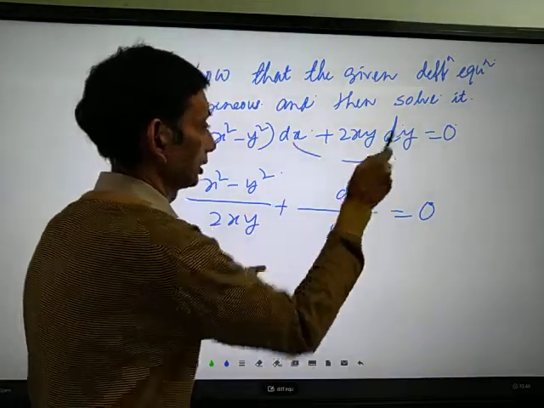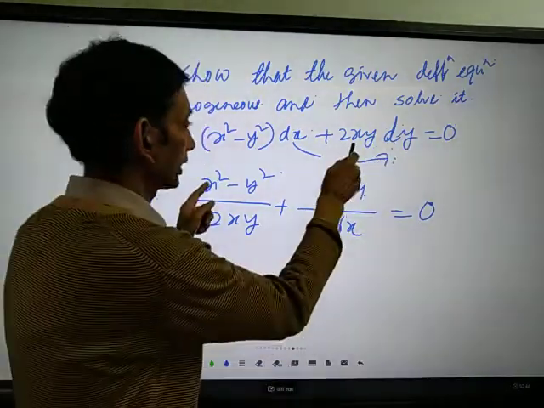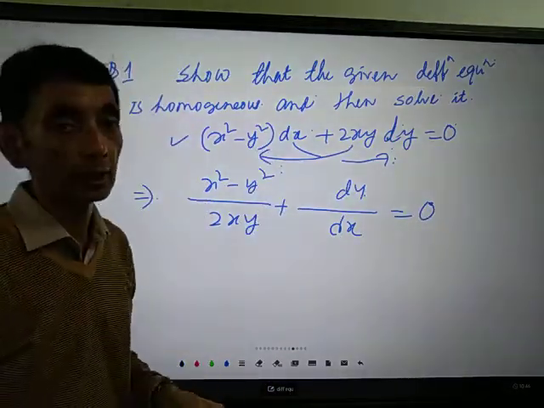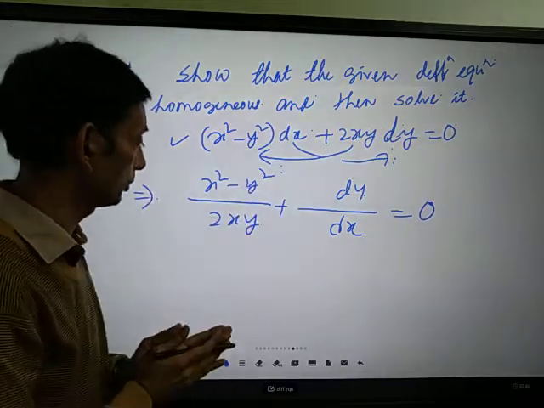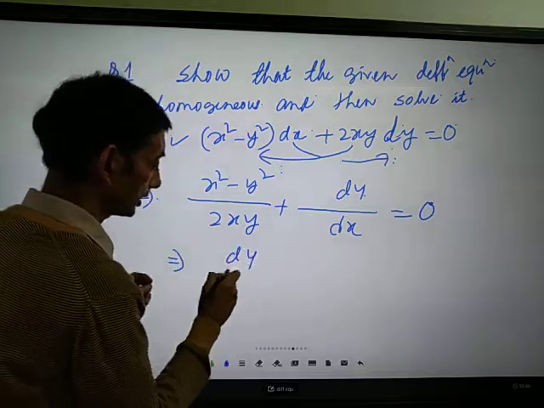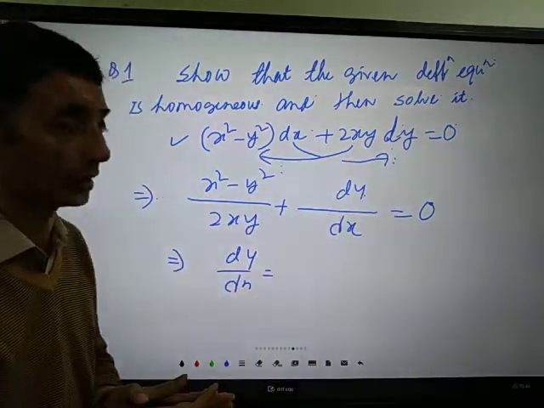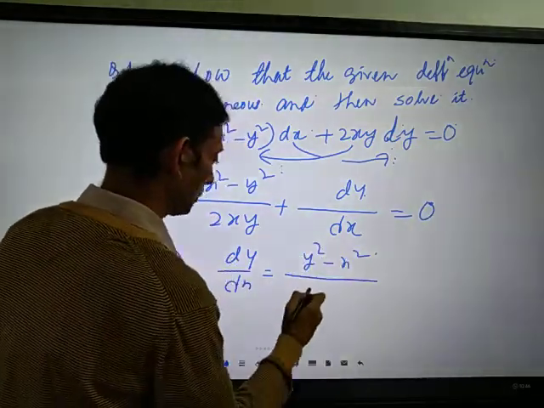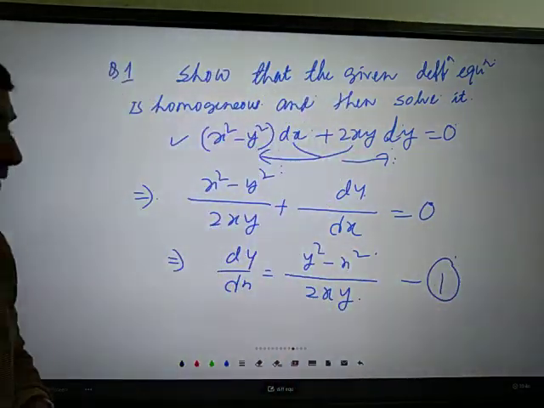So you can bring this to the second term, that is the dy by dx form, and 2xy you can write in the denominator of x squared minus y squared. Okay, that means this particular differential equation you can simplify in the form of x squared minus y squared by 2xy plus dy by dx. And if you simplify a little more, you can write dy by dx and transpose this term to that side, right? So if you transpose, you can write y squared minus x squared by 2xy. You can mark this as 1. So this is the standard form of the differential equation.